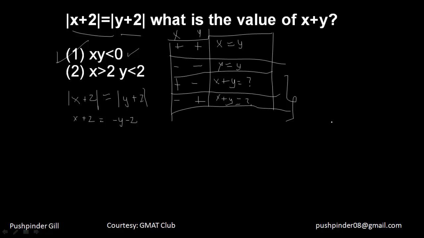Similarly, the second statement says x is a number greater than 2 and y is a number lesser than 2. If I try to analyze this, modulus of x plus 2 is equal to modulus of y plus 2 is only possible when y is negative and x is positive. Why is that? Let's try to analyze. It's all about analyzing, guys. There is nothing like solving here, so we just have to analyze this stuff. It says modulus of x plus 2 is modulus of y plus 2, and x is something which is definitely positive and greater than 2. Now since it's greater than 2, that means what?